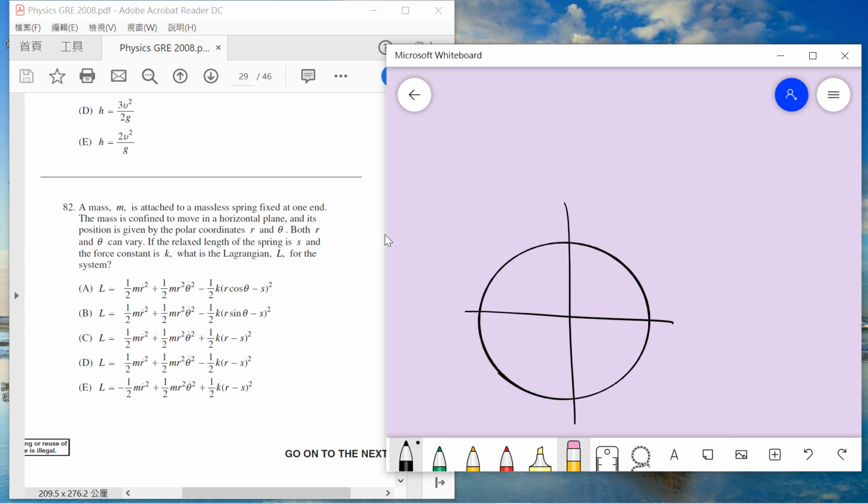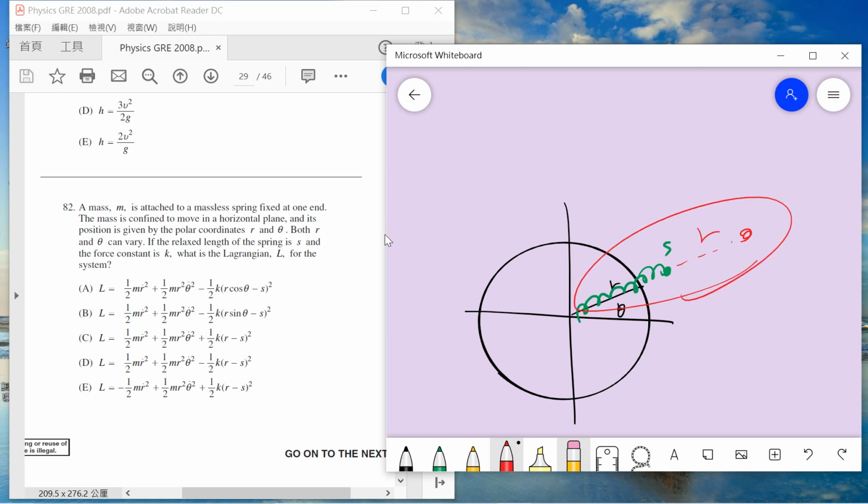Its position is given by the polar coordinates R and theta. So basically, you have R, theta, and it's attached to a spring with natural length S and force constant K. Okay, so that means S is our original starting point, and after that you somehow go to R.